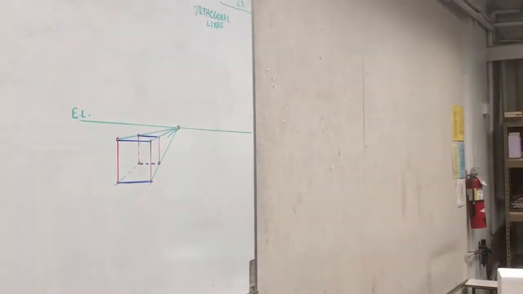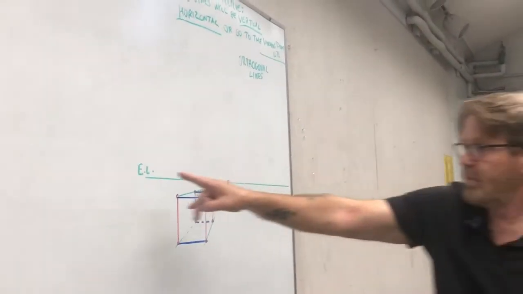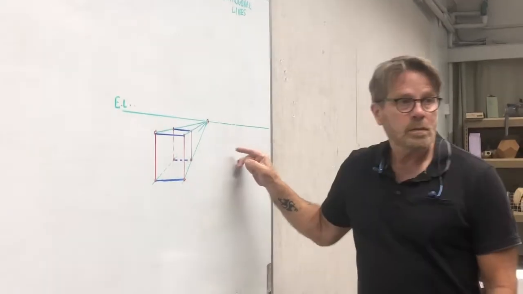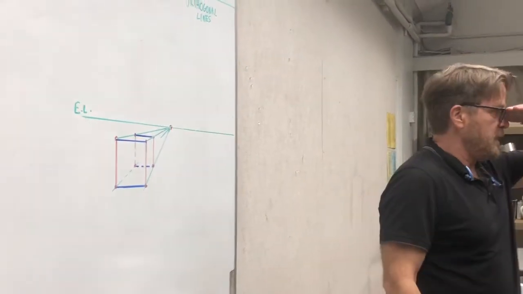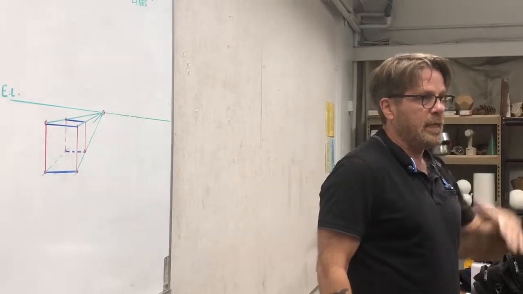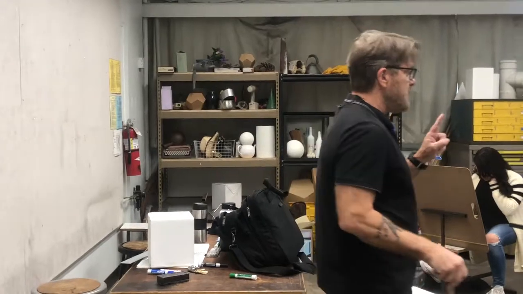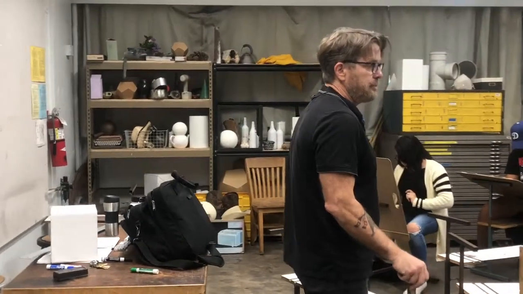You said this is below eye level? Yeah, because this is eye level. So this is if the viewer is seeing it from here. That's what that green line represents. I said that the most important plane to draw first is what?